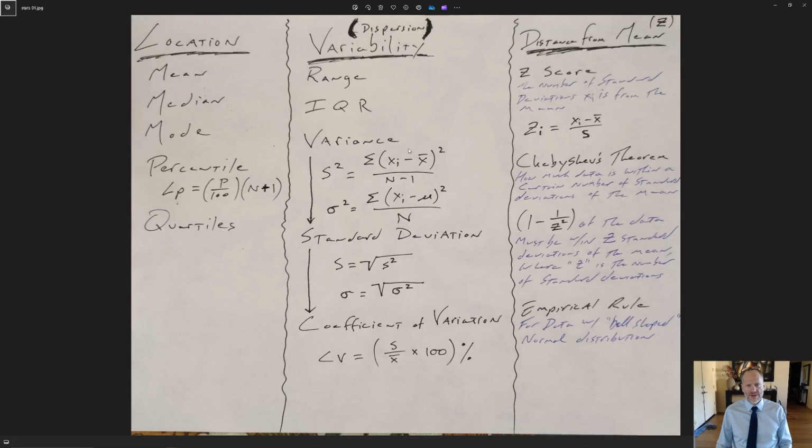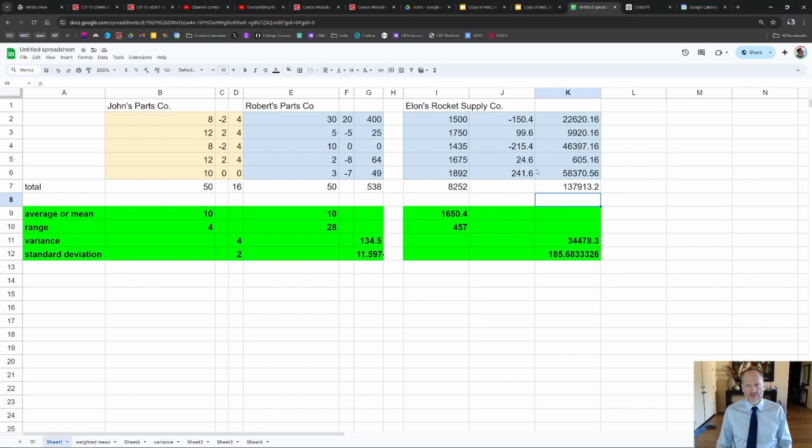Because our formula here says you find the difference, you square it, then you add them up, and then you divide by n minus 1. So I found the difference right here. The difference between 1,500 minus the mean is 150.4. 1,750 minus the mean is 99.6. And then I square each of these, and I add up each of those squares, and I get that. And then I divide by n minus 1, or 4, and I get this. And then I take the square root of that, and I get 185.